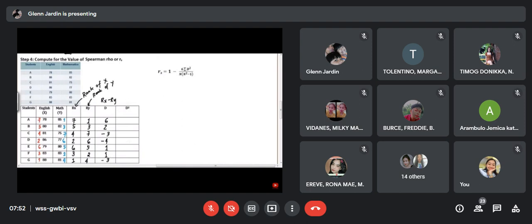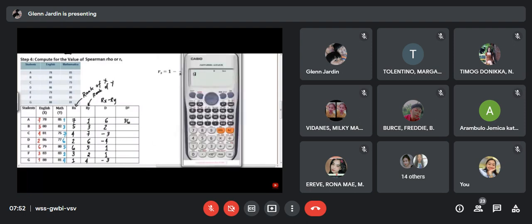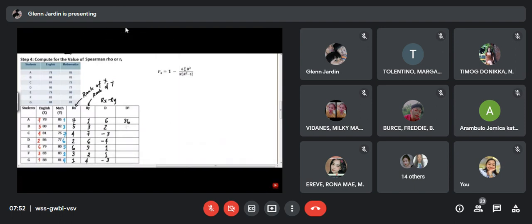Okay? And then, yung D squared, basically, guys, i-square nyo to. So, 6 squared is 36. You can use your calculator. So, i-square nyo lang. Ayan, yan yung pipindutin nyo. Okay? So, 36. 2 squared is 4. Now, negative 3 squared, that would be positive. So, 9 na to, guys. Lahat ng magiging sagot nyo dito ay positive.